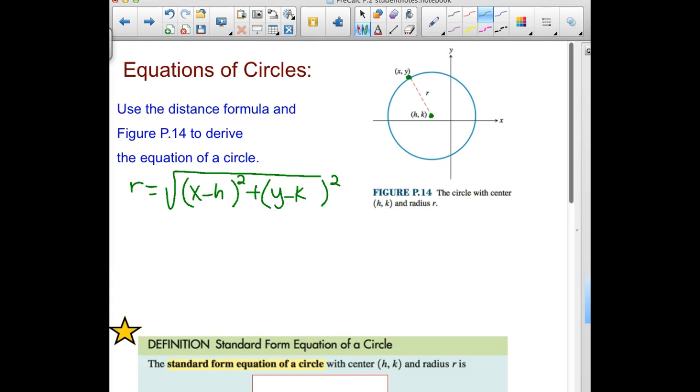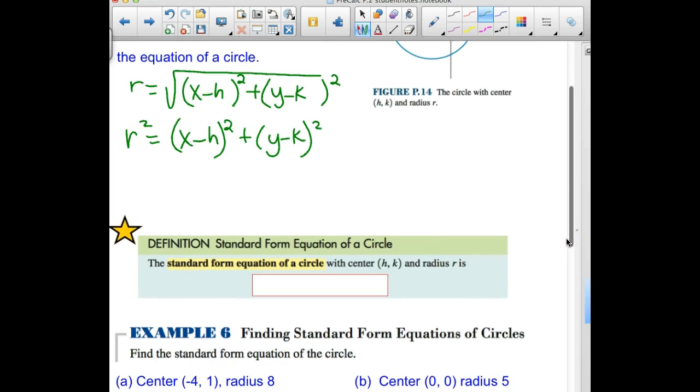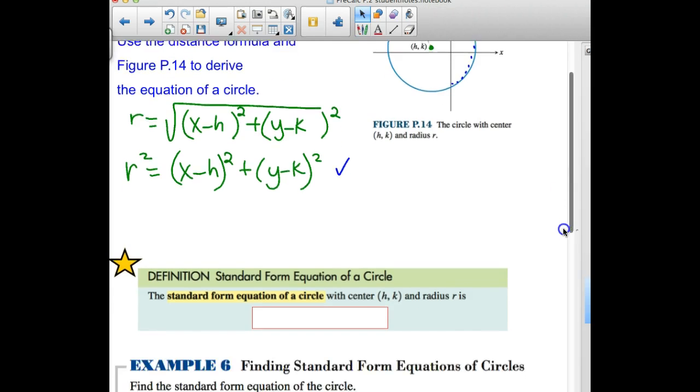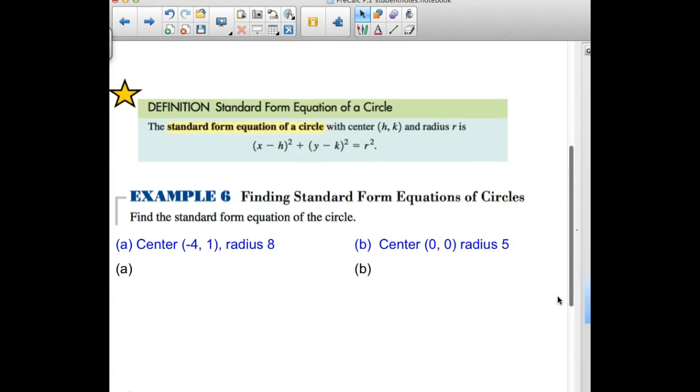And then if we square both sides, we can get rid of that big square root symbol. And what you have is your equation for a circle. So in this case, this picture up here, our circle is all of the points that fit this equation. All right, so standard form for a circle with center at (h, k) and radius r is x minus h quantity squared plus y minus k quantity squared equals r squared.